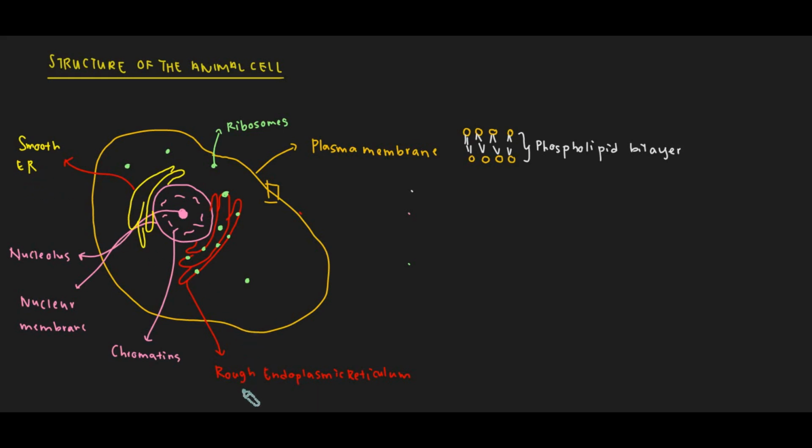Whereas the main function of the rough endoplasmic reticulum is to transport synthesized protein from the ribosomes and encapsulate it into a transport vesicle, alright, to travel to the Golgi apparatus. Now let's draw the transport vesicles. So here are the transport vesicles. Label it.